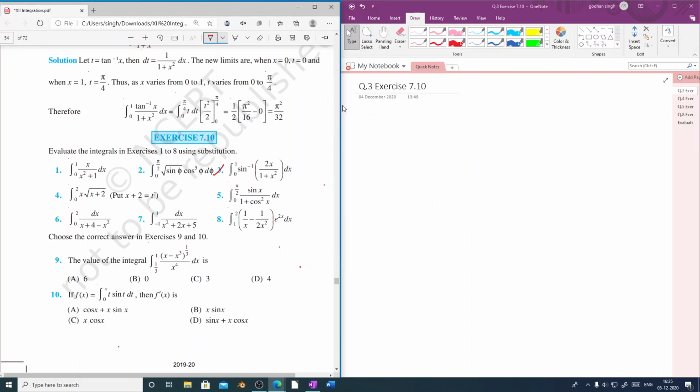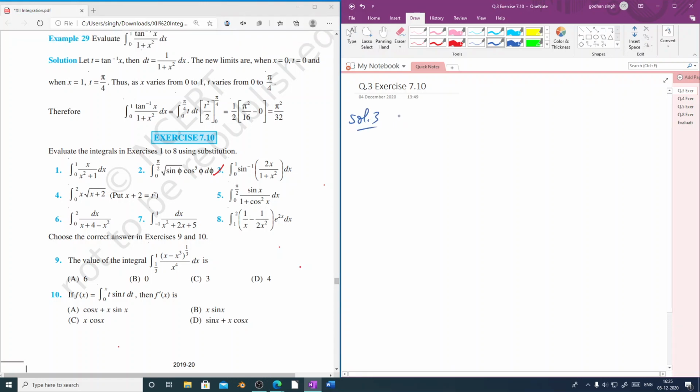Question number 3, integrating from 0 to 1 sine inverse 2x over 1 plus x squared dx. Solution 3, I equal to integrating from 0 to 1 sine inverse 2x over 1 plus x square dx. We will be solving this by substitution method.